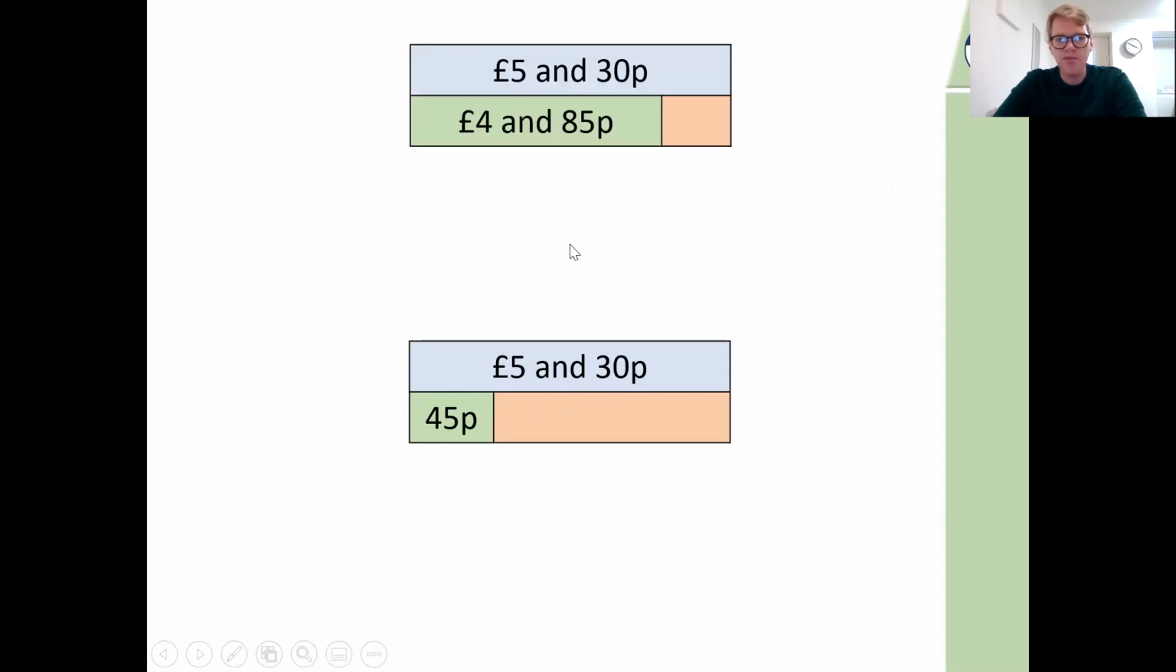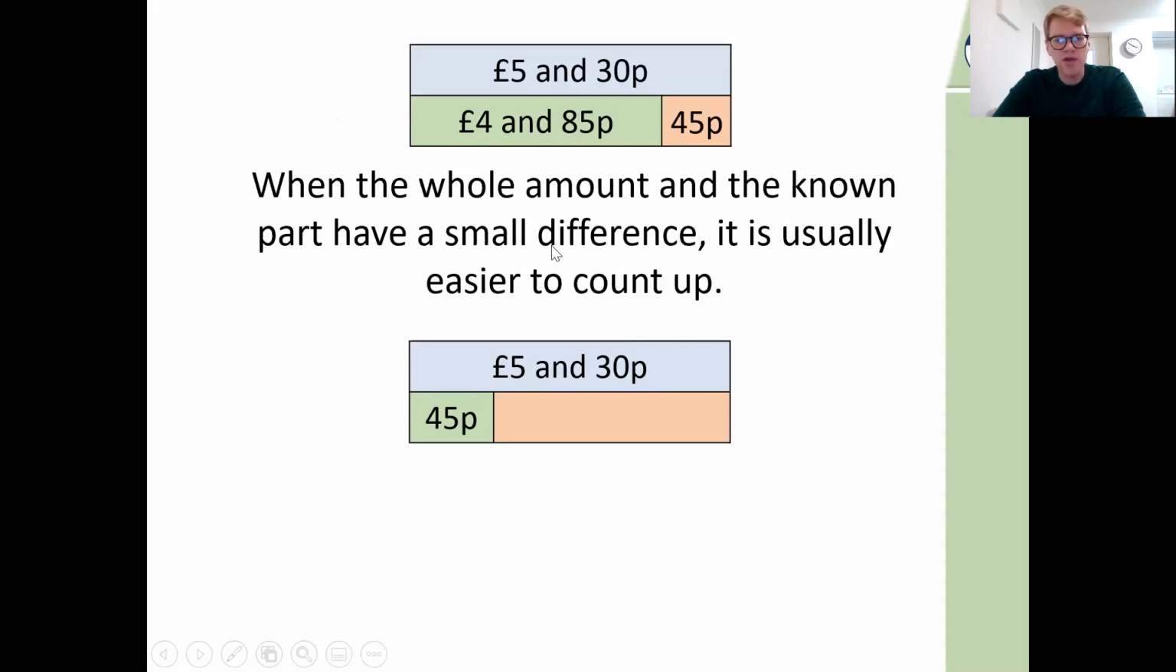Here then we've got £5.30, and actually that one's 45p. And so what have we got here? We know that must be the same. When the whole amount and the known part have a small difference, it's usually easier to count up. And like I said, with this one, probably you'd have found it easier to count down. And you'd have found, of course, it was actually the same answer. So it's the same answer shown in two different ways.